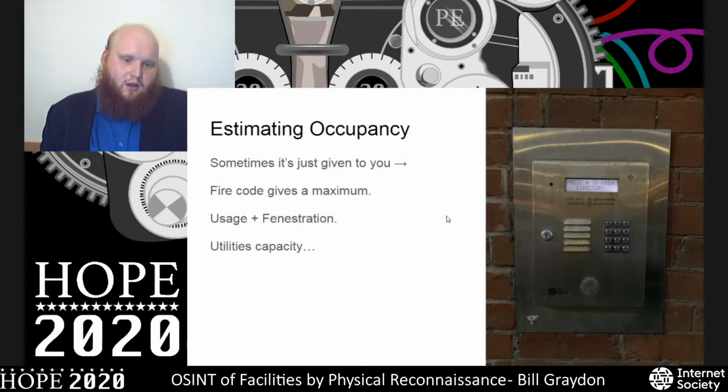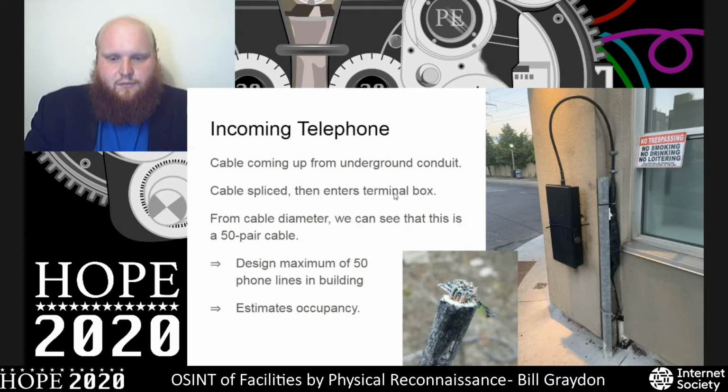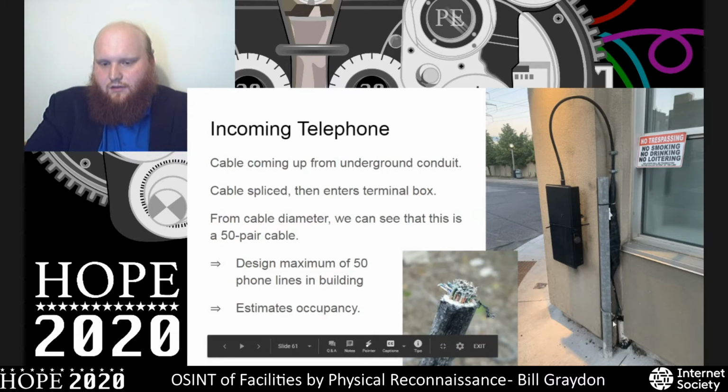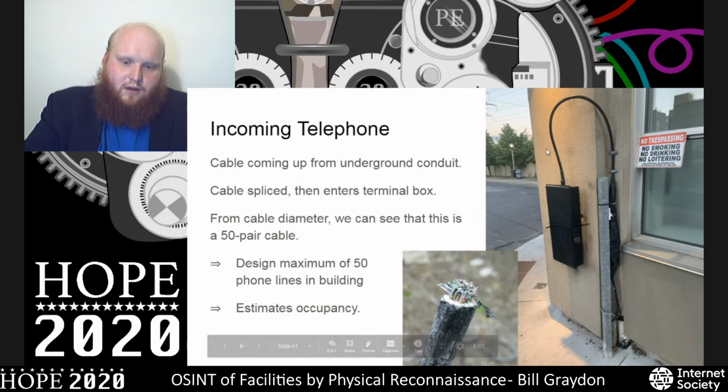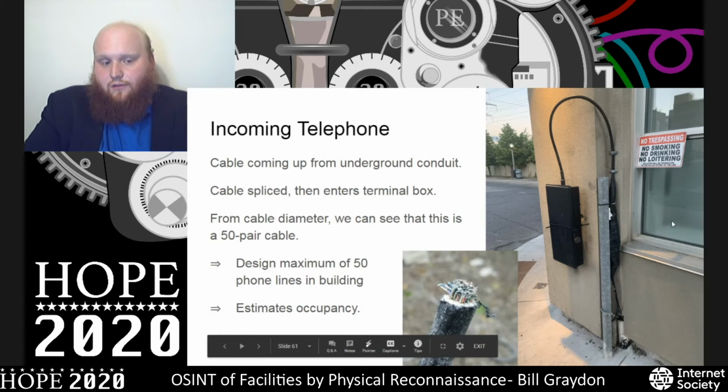We can estimate occupancy of the building using utilities as well. Sometimes it's just given to us, like with an entire phone directory, but sometimes we can look at utility capacity. So in this case, on this building, we see a telephone line coming out of an underground conduit. This is likely a 50-pair line from the radius of it, and this picture here is of a 25-pair telephone line, which supports 25 separate lines within the building.